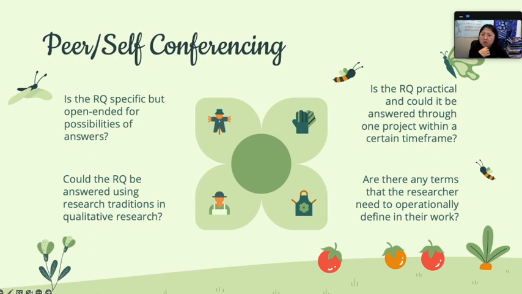So for this last conferencing question, thinking about your research question, I want you to write down the terms that you need to define for your readers so they know exactly what you're talking about in your research questions and in your writing. All right, let's take some time and do some peer or self-conferencing to workshop your research questions.